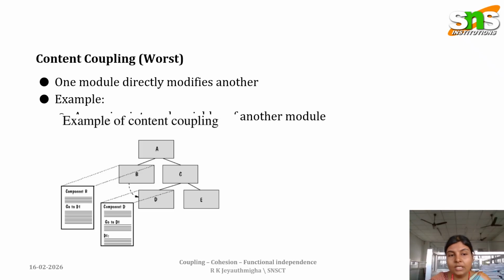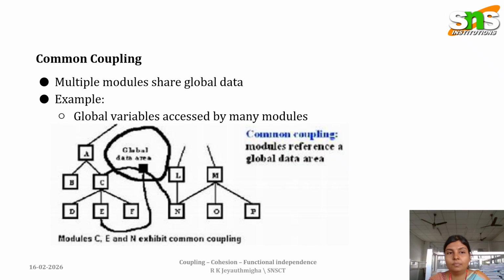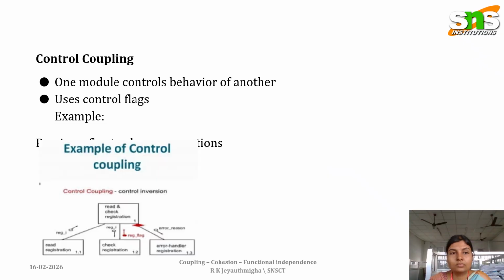So if we change a component, it obviously changes the component of another. Common coupling. Multiple modules share global data. Example, global variables accessed by many modules. Control coupling. One module controls behavior of another. It uses control flags.